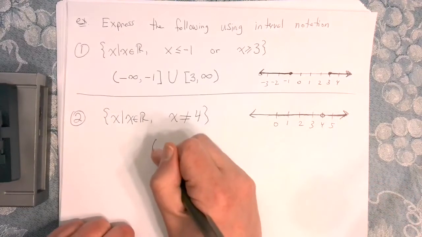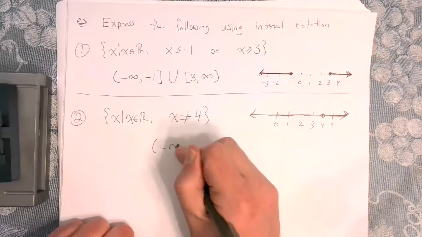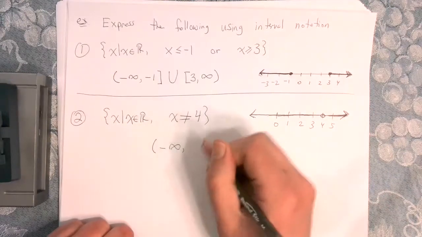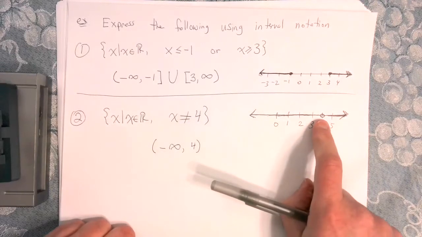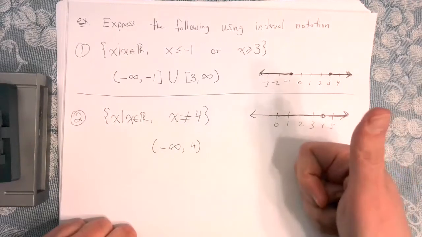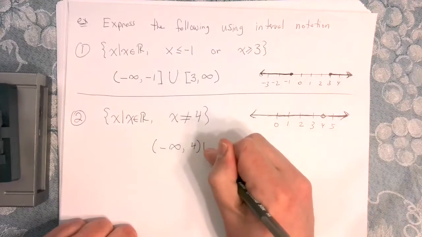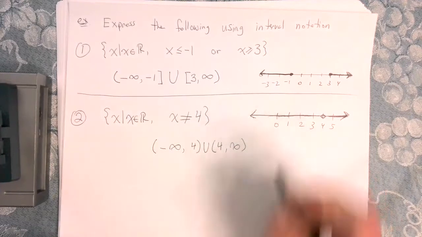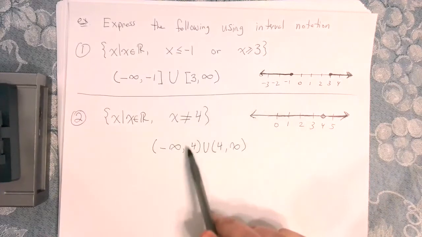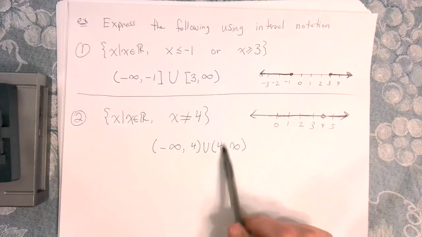So in interval notation, we want minus infinity to 4 open because we don't want to include it. That was deleted, right? Think of our mathematical hole punch. It punched that out. So union 4 to infinity. Notice that this is a clever way to omit a point.